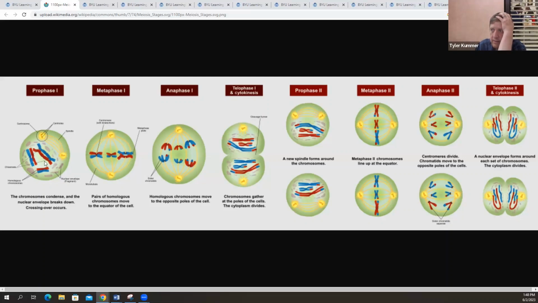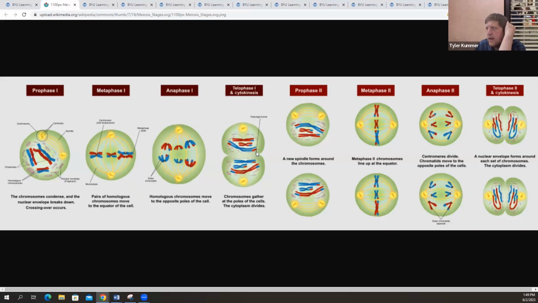And then we are going to take those homologous pairs that are paired up, and line them up along the equator. Then we're going to pull them apart in anaphase, so they go to different sides. And then in telophase and cytokinesis, we're going to form new cells there.